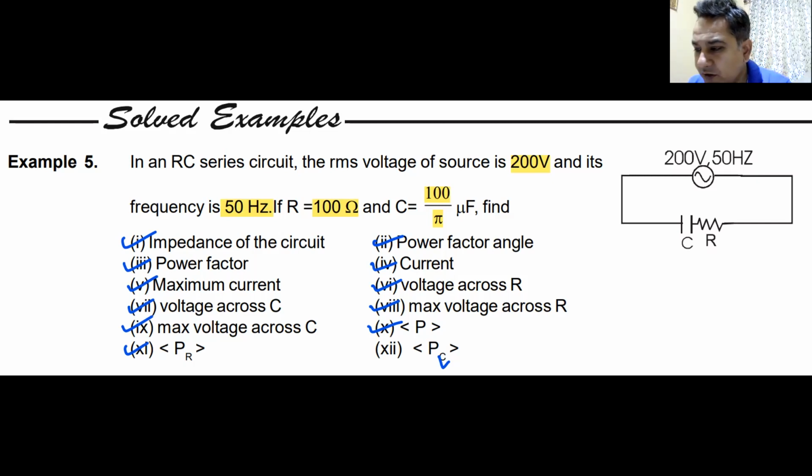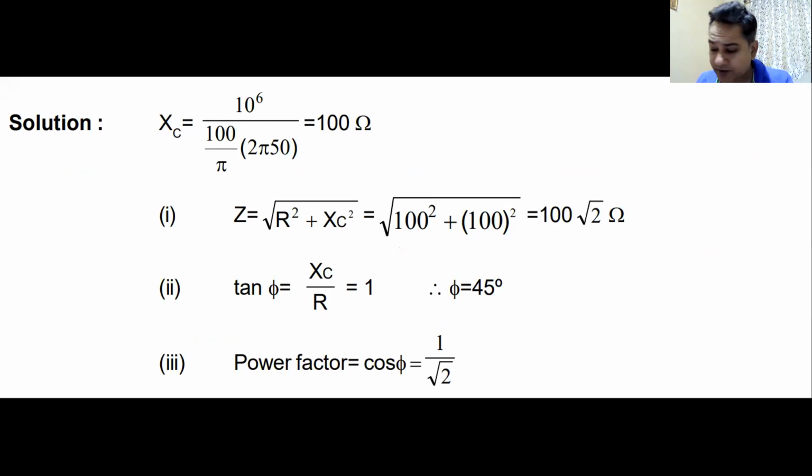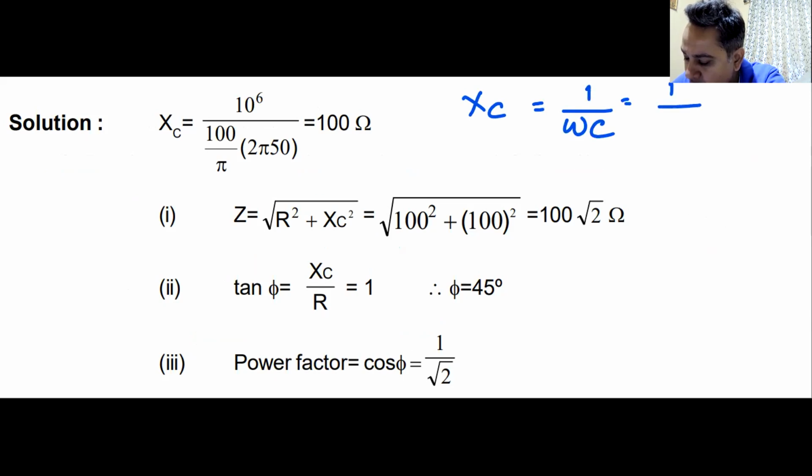Well, I hope all of you are trying this problem. Do it step by step. Let me help you out in solving the problem. The first step is to find the value of XC. It's a simple calculation. It is 1 divided by omega C. Omega is 2 pi into f, and f is 50, so it is 100 pi. 100 pi into capacitance, which is 100 by pi into 10 raised to the power minus 6. So 10 raised to the power minus 6 can go on the top. It becomes 10 raised to the power plus 6.